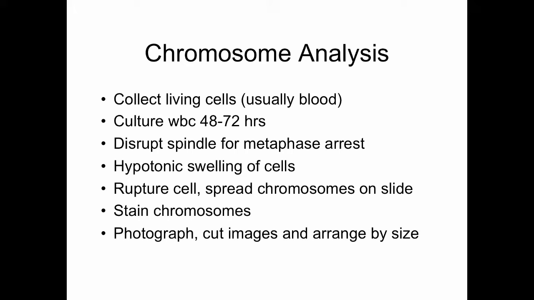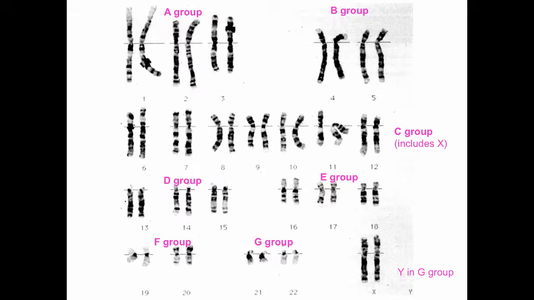So how is this done? You usually collect living cells. They're usually cultured from blood. Culture the white blood cells for 48 to 72 hours. You disrupt the spindle, usually with a drug like colcemid. You swell the cells hypotonically. You rupture the cells and spread the chromosomes on a slide. You can actually stain the chromosomes, photograph them, cut out the images, and arrange the chromosomes by size.